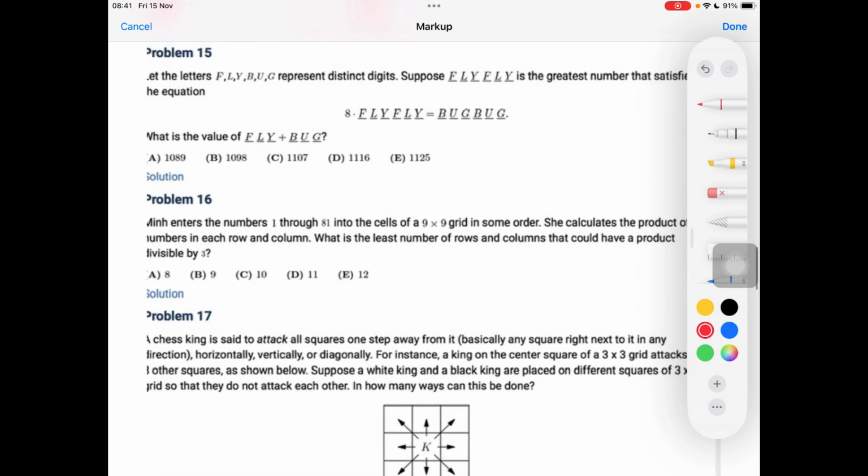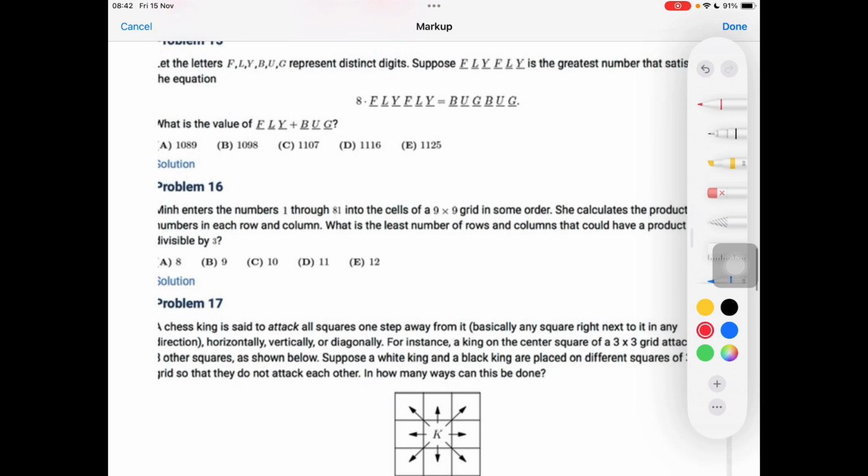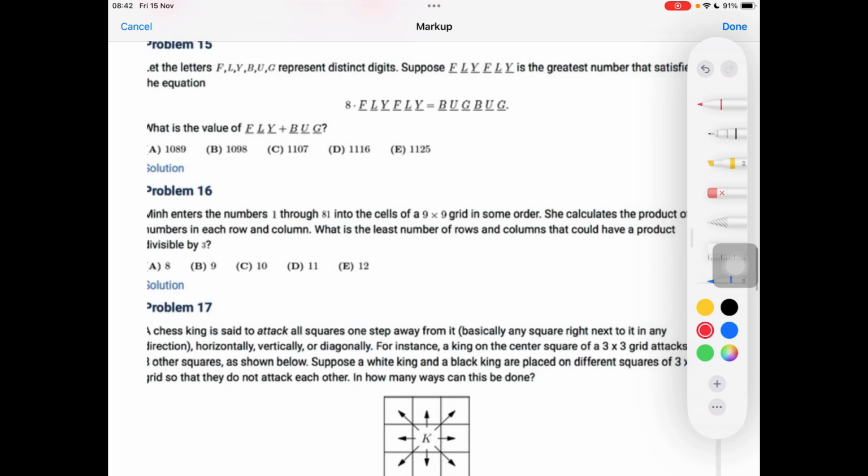So let the letters FLY, BUG be distinct digits. Oh, okay, all distinct digits. FLY is the greatest number that satisfies the equation. FLY and BUG. So 8 times FLY becomes BUG.